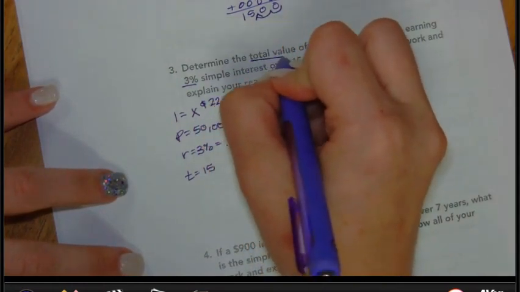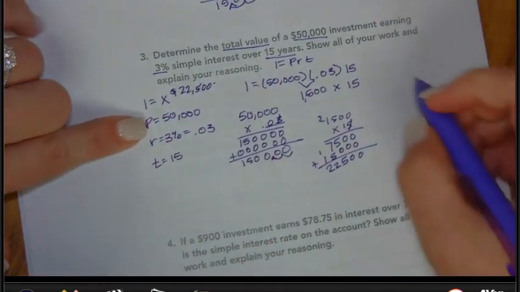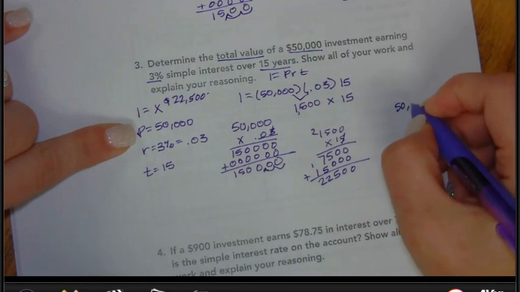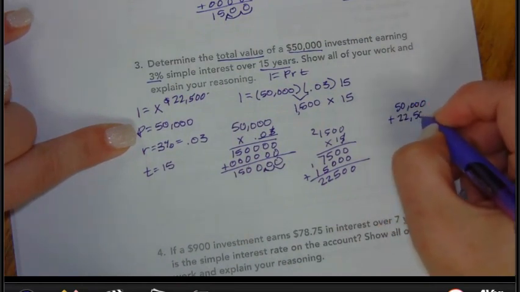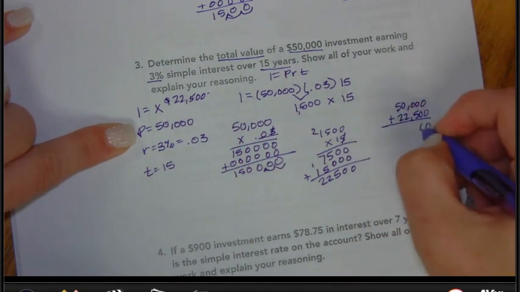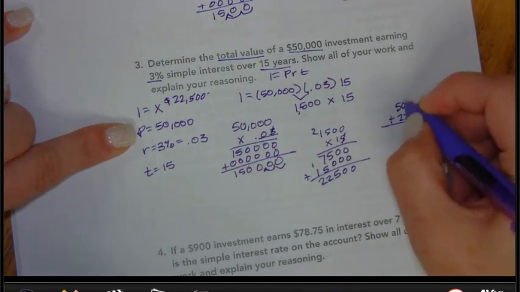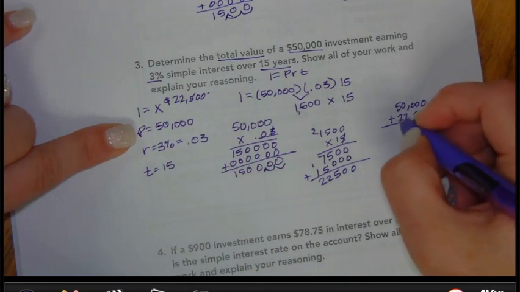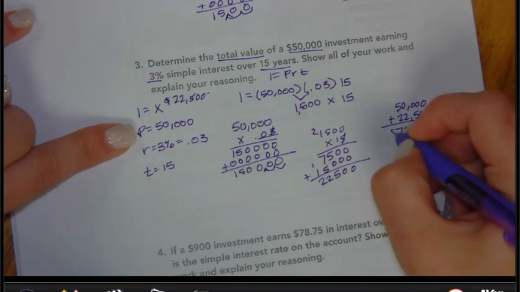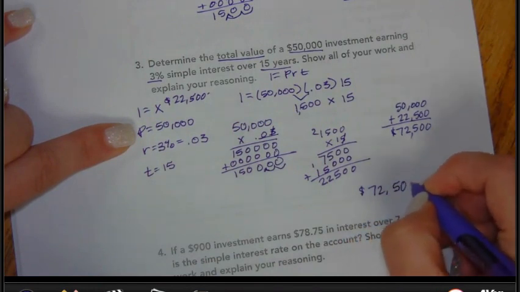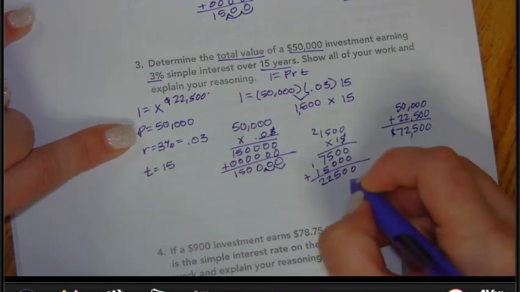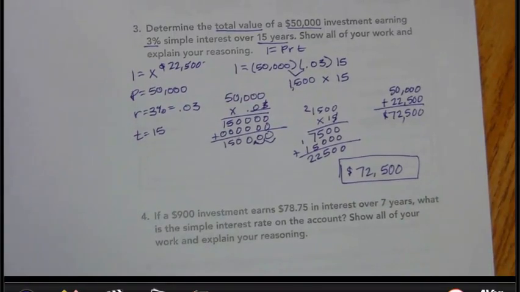My question is asking for the total value. So I'm going to take my original investment of $50,000 and I'm going to add $22,500 back to it. Because I want to know, after investing all this for this many years, how much do I have? And after 15 years, you should have $72,500 in the bank account.